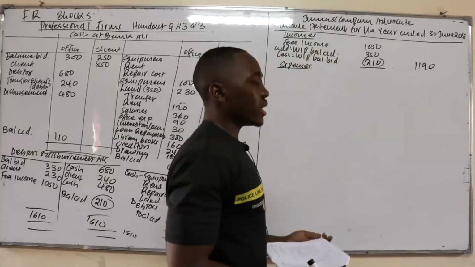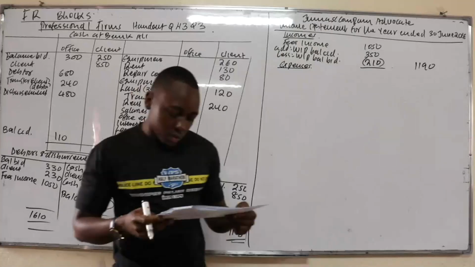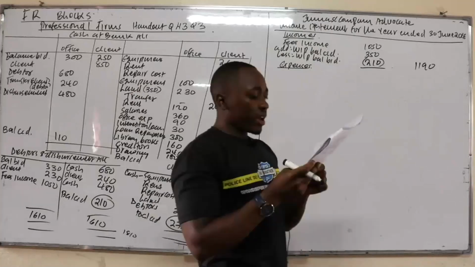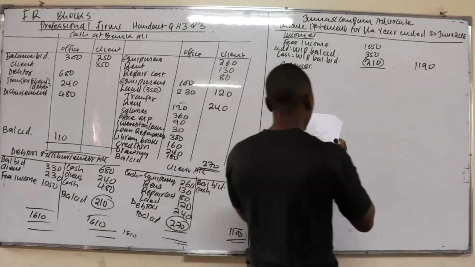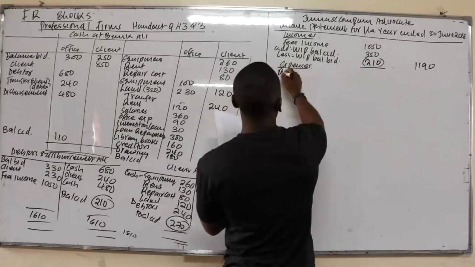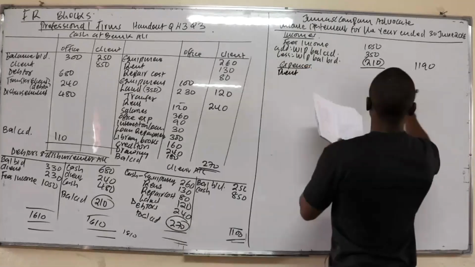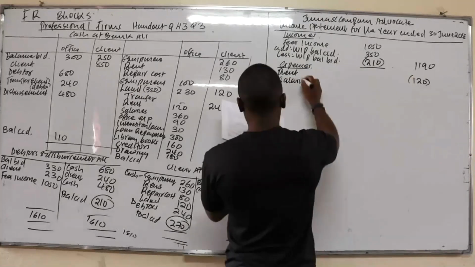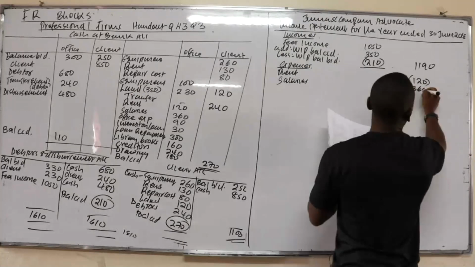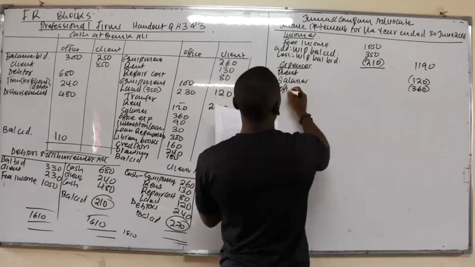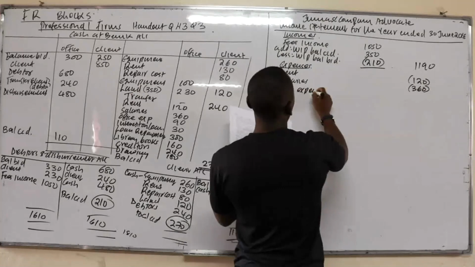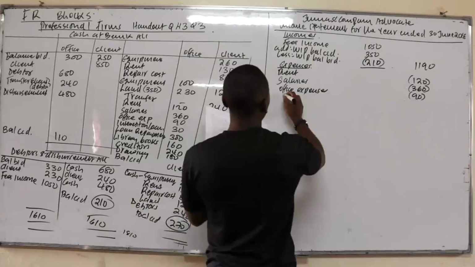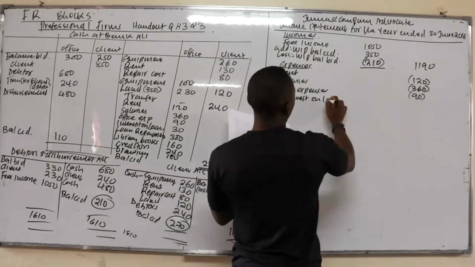So let's go to note number 7. The following expenses were incurred and were all settled in cash. So we paid rent. Our rent was an amount of 120. Then salaries, amount of 360. Then we had office expenses. For the office expenses was 90. Interest on loan. For the interest on loan was 30.